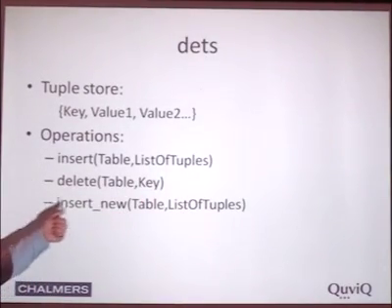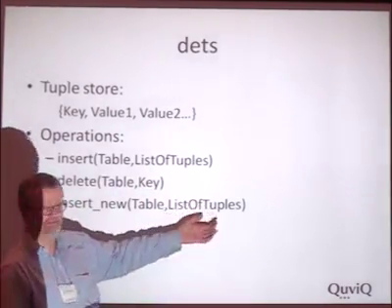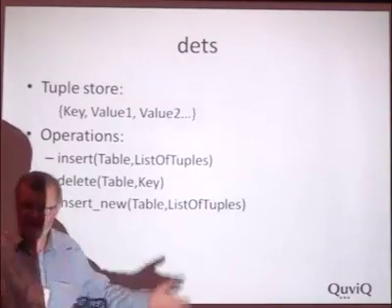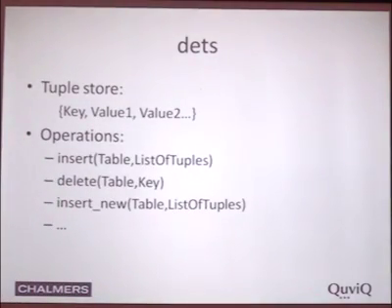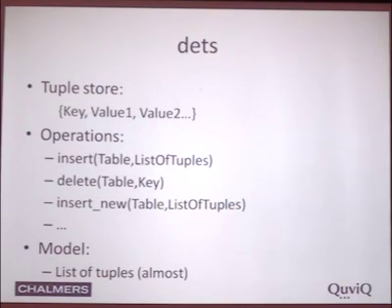Insert new is like insert, except that if any of the keys is already present, then the insertion is cancelled. And a few more. Actually, quite a lot more. But as you can see, they're semantically very simple operations on the table. How can we model the state of the dets table?